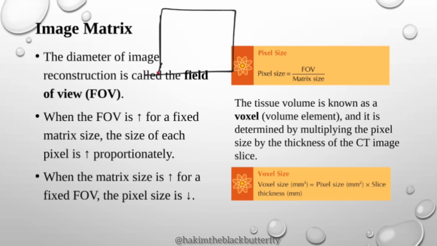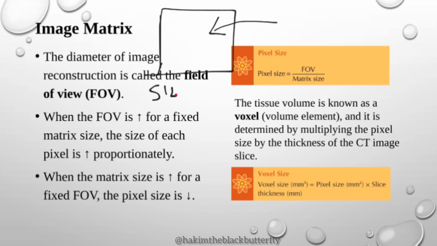This is your field of view, fixed, and at first you are using 512 by 512. If you want your field of view to remain fixed and then you increase the matrix size to 1024 by 1024, of course, to fit them in the same fixed field of view, their size must reduce. The size of the matrix must reduce by a half to fit. 512 plus 512 is 1024.